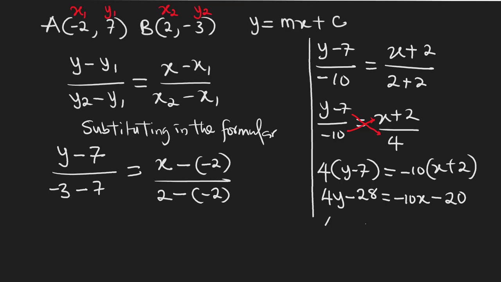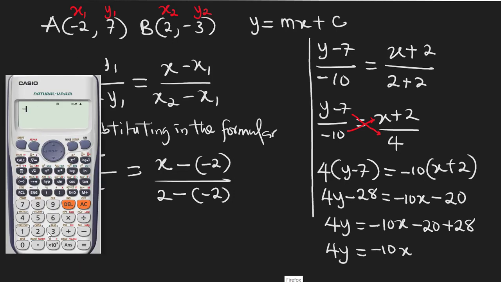So in this case, we'll collect like terms. 4y is equal to minus 10x, then we have minus 20. Then this minus 28 will move to the other side, and it's going to be what? Plus 28. So this one is going to be 4y equals minus 10x, then minus 20 plus 28. Minus 20 plus 28 is 8, right? So we have plus 8.